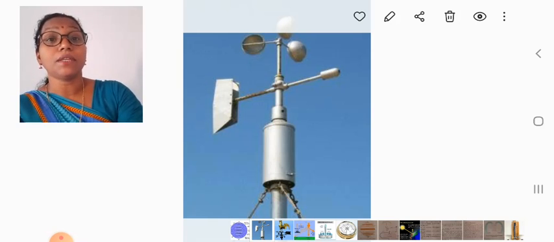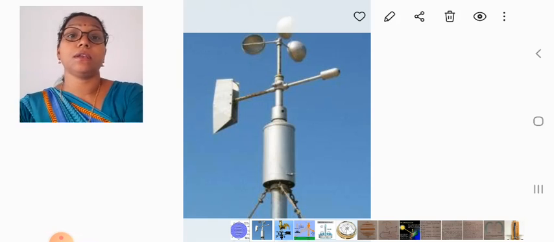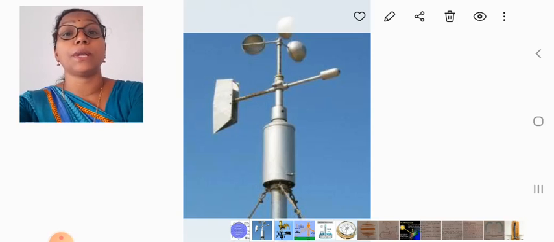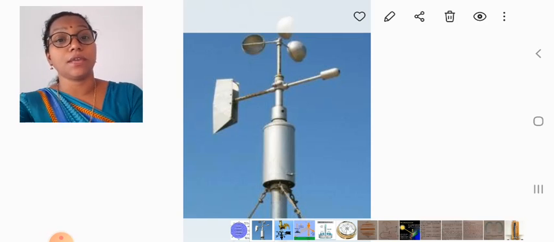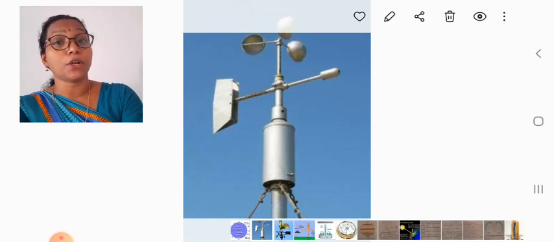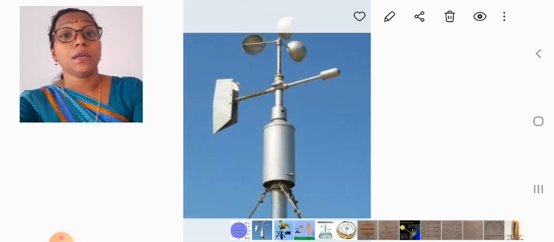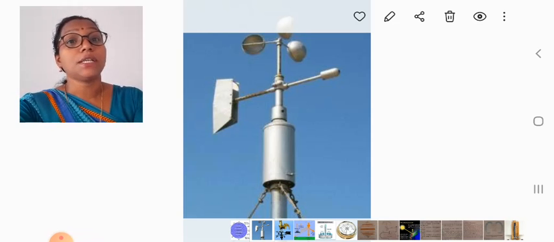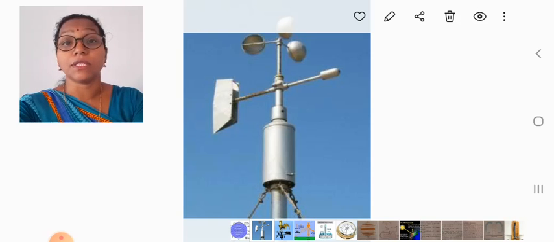The anemometer gives the pressure of the region, whether it is high pressure or low pressure, and also it gives the speed of the wind. When the cups attached to the anemometer rotate, the speed of rotation is connected to the machine, and the machine gives the reading of what speed the wind has.